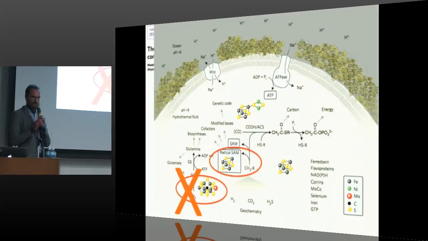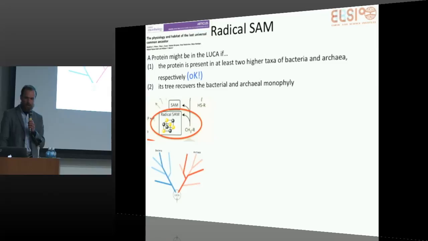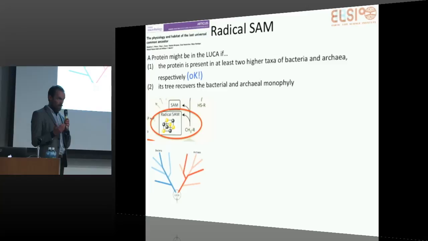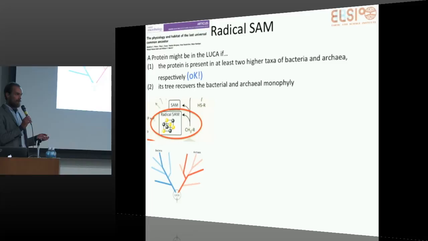And briefly, I want to run through this radical SAM protein family. Is it present in all sorts of archaea and all sorts of bacteria? It is. It's a super, super widely used enzyme family. It's a pretty simple protein fold. It binds an iron sulfur cluster. It uses this common substrate. It generates a radical mechanism, and then that radical can go off and do all sorts of nice things for the cell.